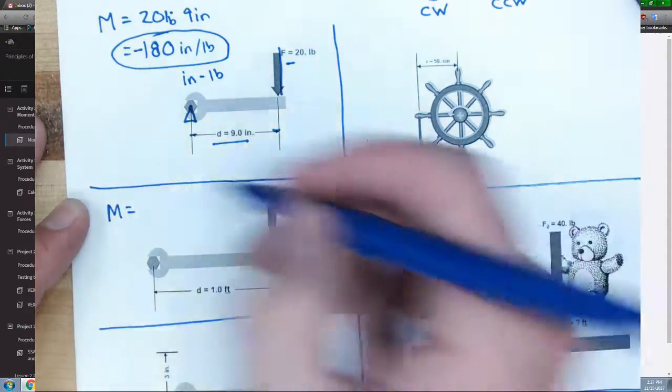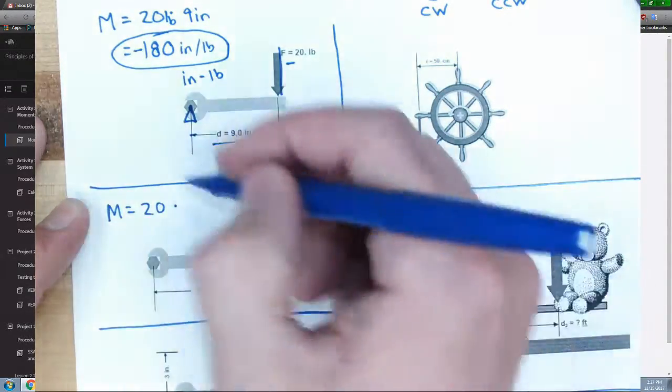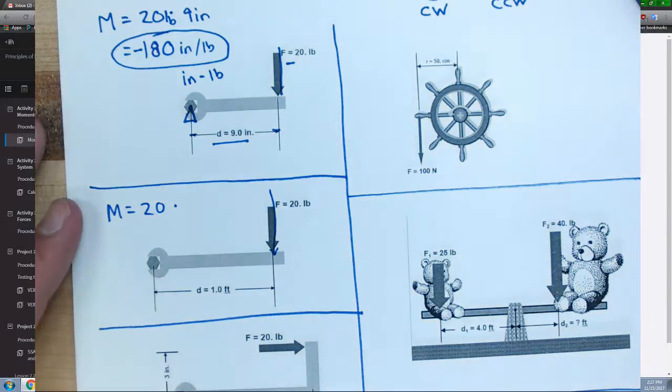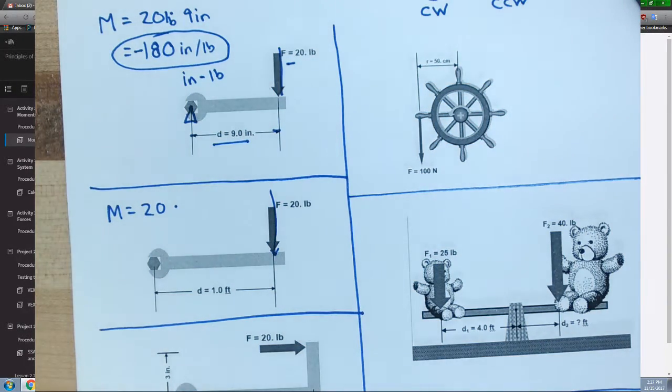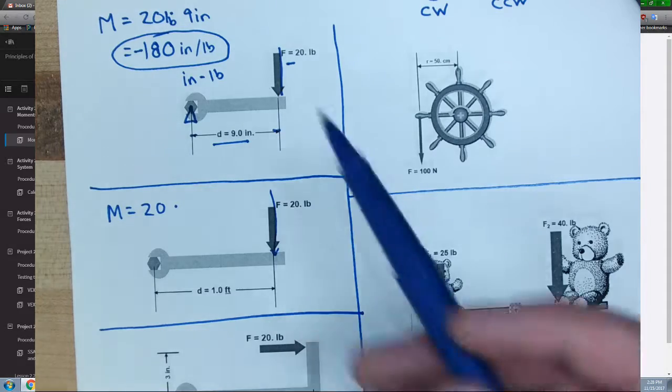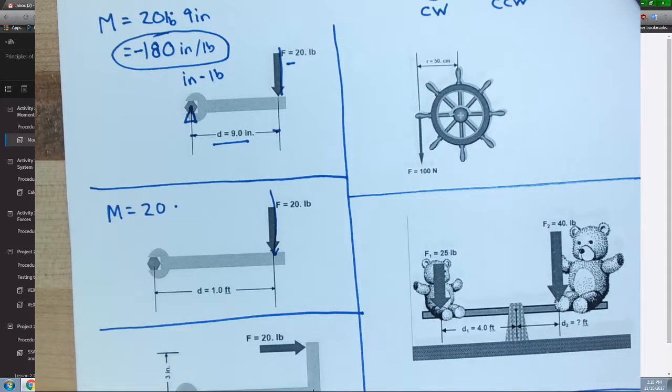My moment is force 20 times 1 foot, right? What is imperative in this case, though, is that you have to understand, does it need to be in feet, or does it need to be inches? Is there such a thing as an inch per pound? Is there something like a foot per pound? It's foot pounds, right? Or pounds foot is what it's called, lb-feet.